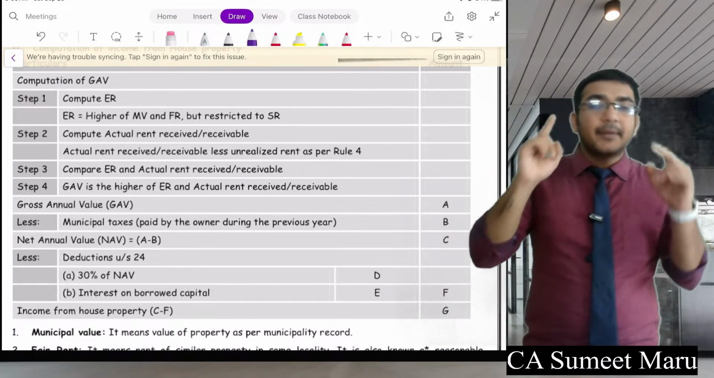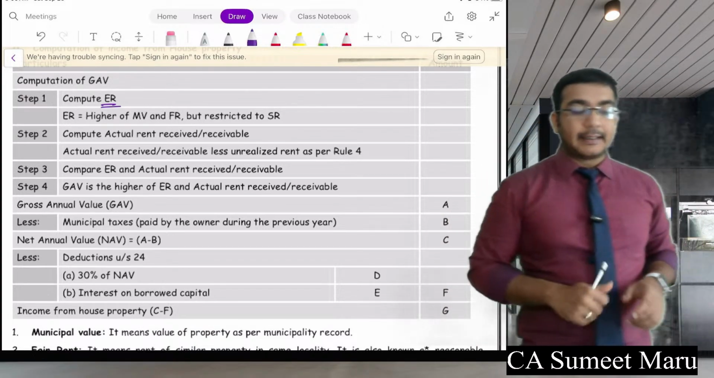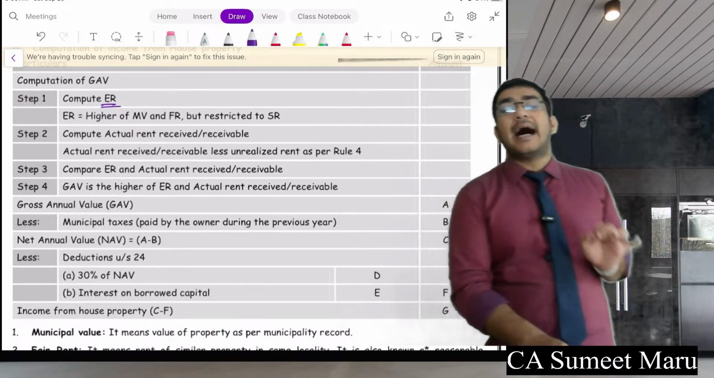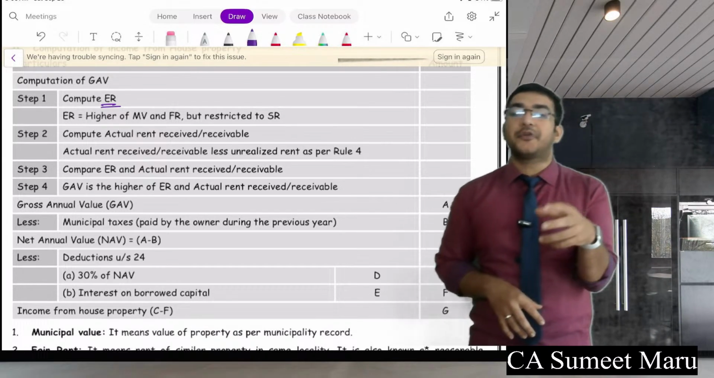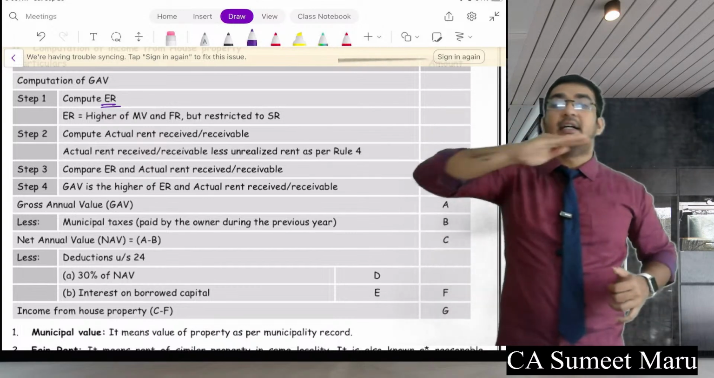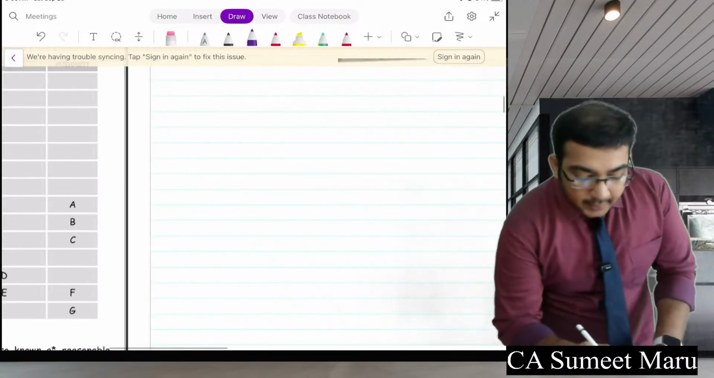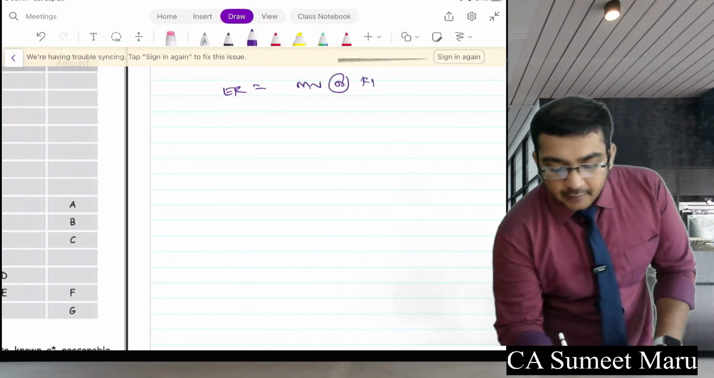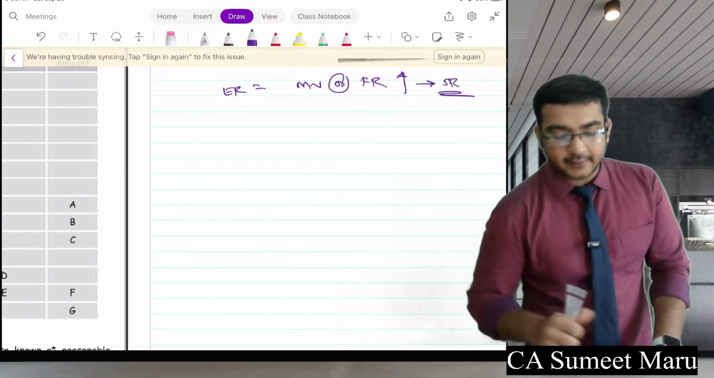Okay, first step is always, you will calculate your expected rent. What is expected rent, or it can also be known as theoretical rent? Expected rent is the higher of your municipal value or fair rent, whichever is higher, subject to standard rent. Again I am saying, expected rent equals municipal value or fair rent, whichever is higher, subject to standard rent.